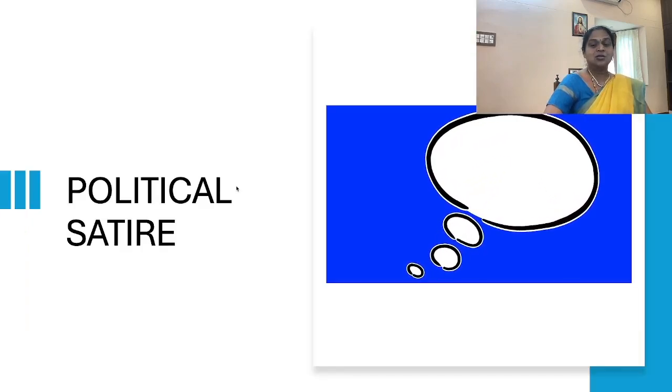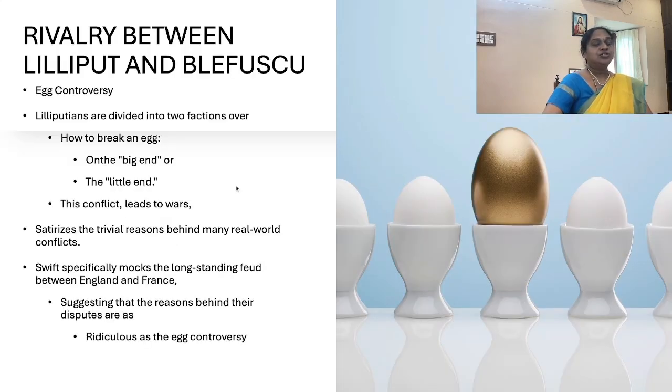So to start with, let's look at Lemuel Gulliver's voyage to Lilliput as a political satire. When you look at it as a political satire, you will find that in the first part of the novel there was a rivalry between Lilliput and Blefuscu. Blefuscu is a neighboring nation, and this animosity between the two nations popped up because of a very silly issue, which is called the egg controversy.